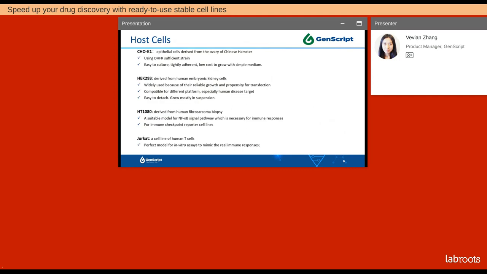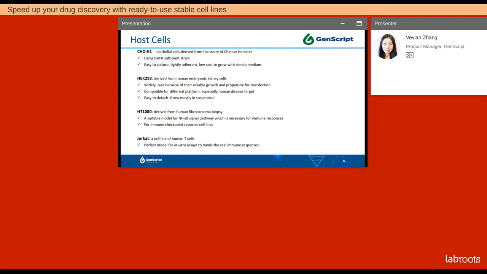The first question in recombinant stable cell line generation is which host cell to choose. We offer our cell lines in various host cells, including CHOK1, HEK293, HT1080, and Jurkat. The host cell of each cell line product is chosen for the best performance of the target gene expression, and we offer as many options as possible.